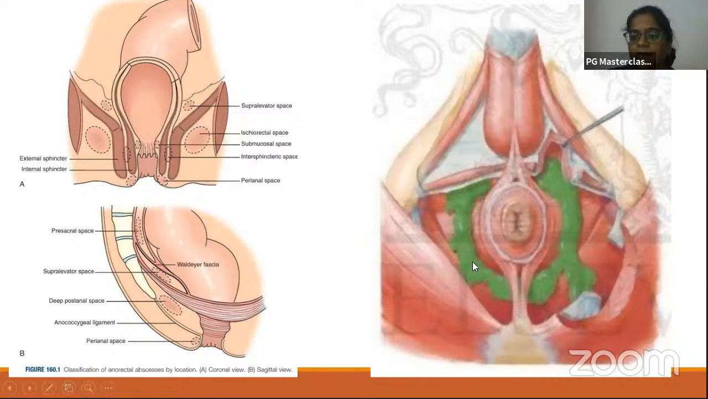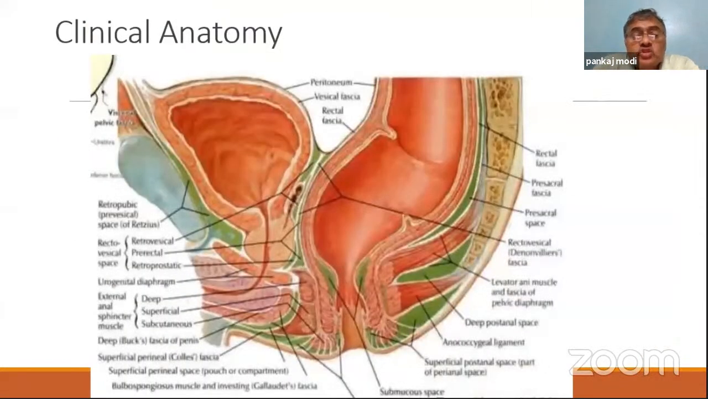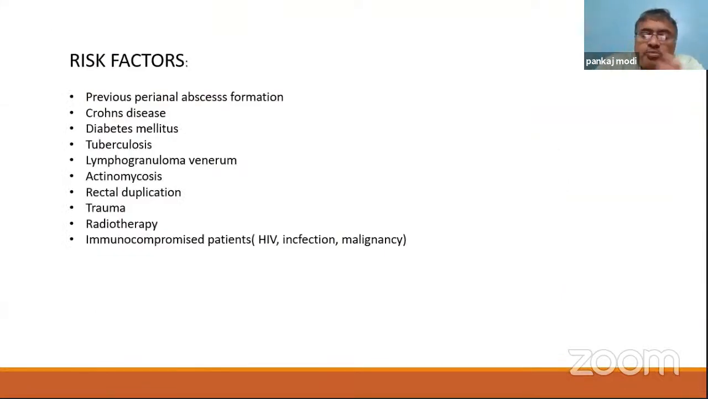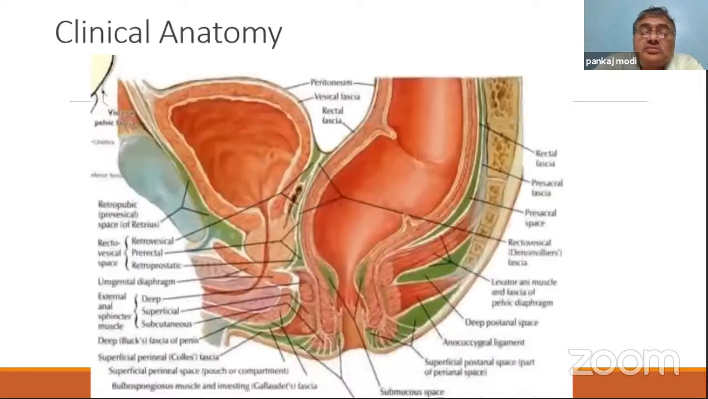Here we have described. Just a moment. Go back, one slide back. Okay. So how many spaces? No, forward. How many spaces are there in the perianal region? You have described. Tell me the number of spaces, because that is the most important point here. Which are the important spaces in the perianal region?